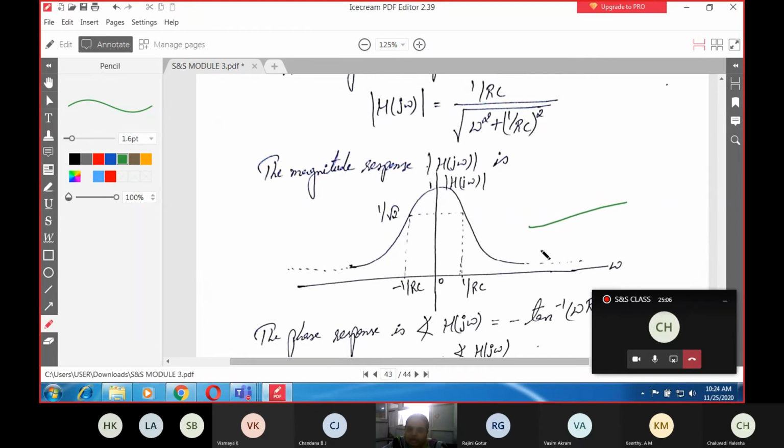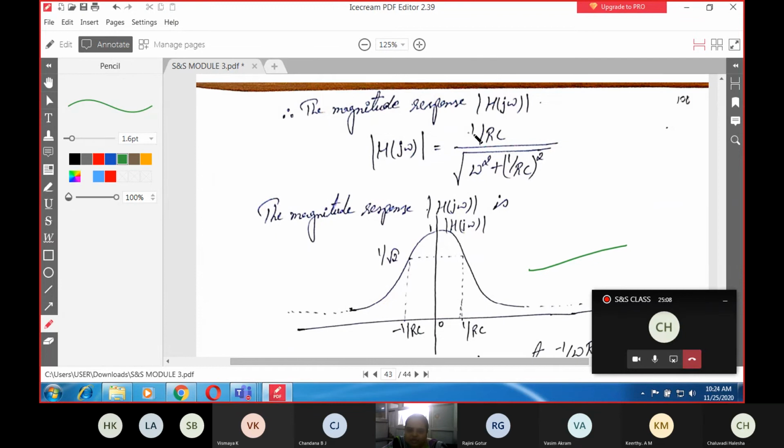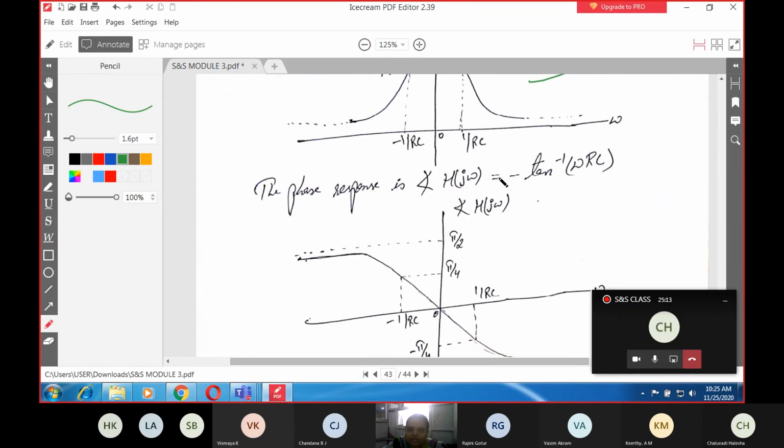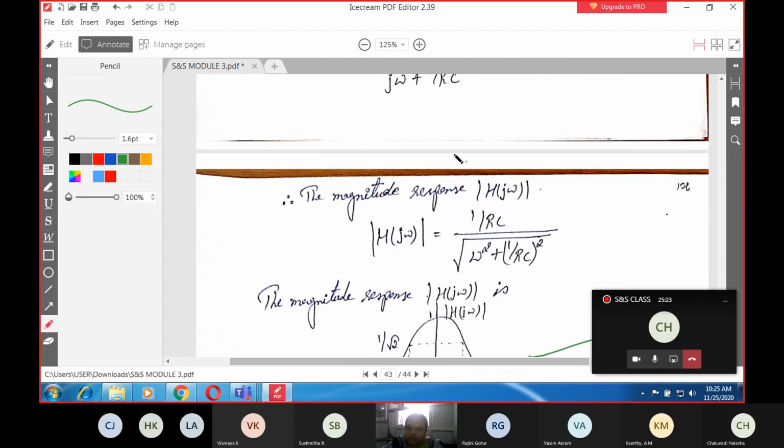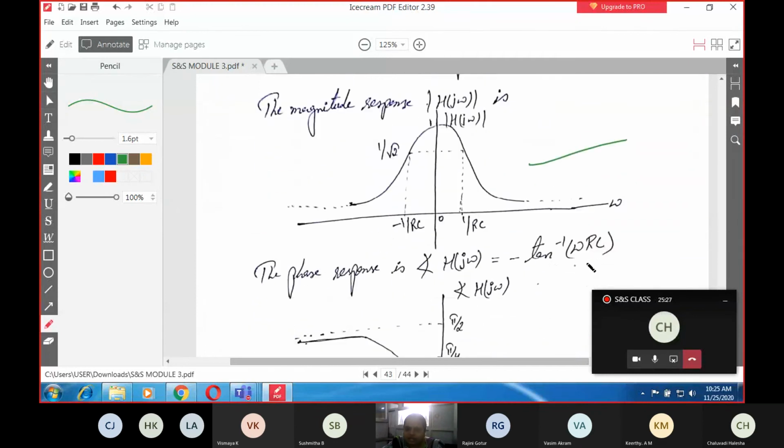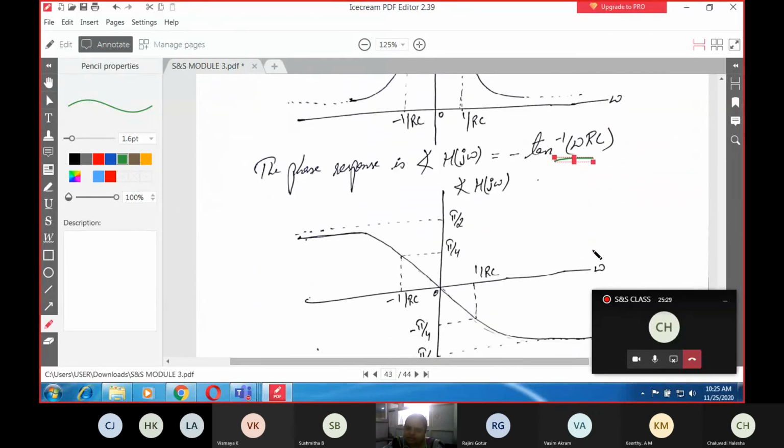Then what about the phase? For the numerator the phase will be 0. For the denominator, the phase response of h of j omega is going to be minus tan inverse omega RC. The imaginary part is omega divided by 1 divided by RC, which means you get omega RC. The same thing is written here.